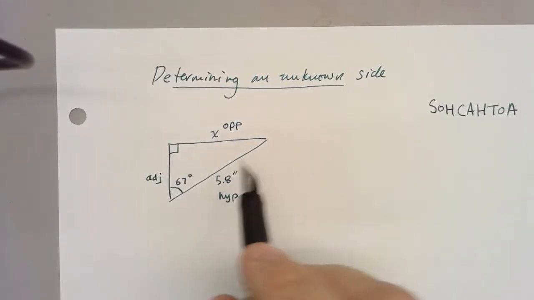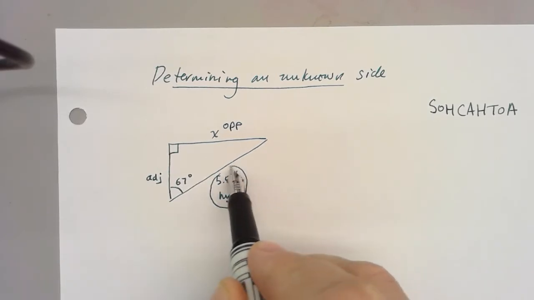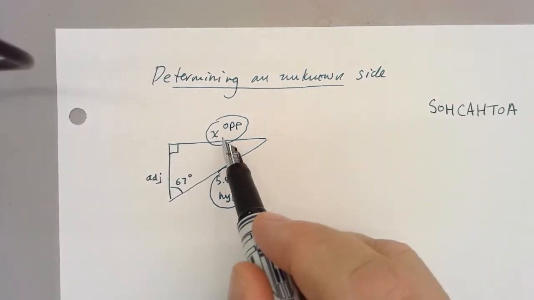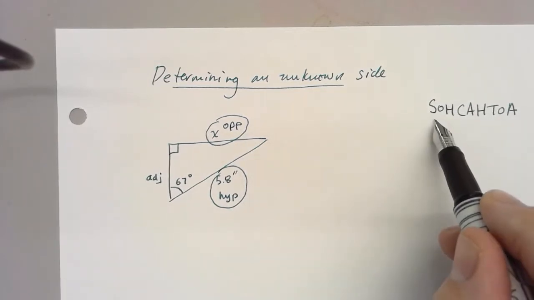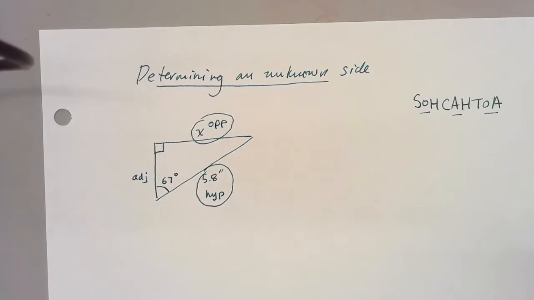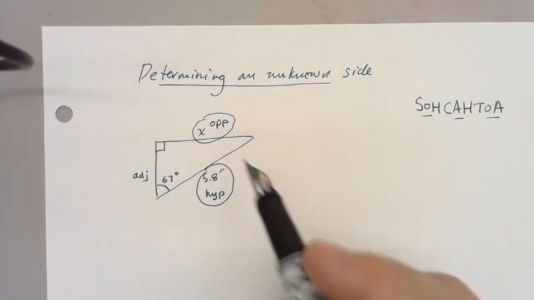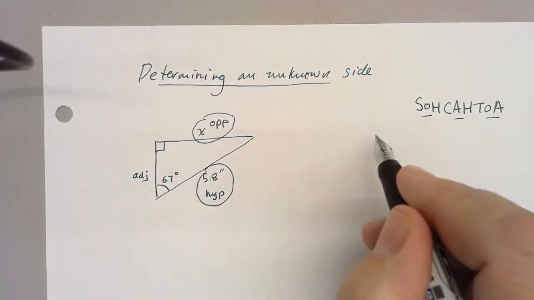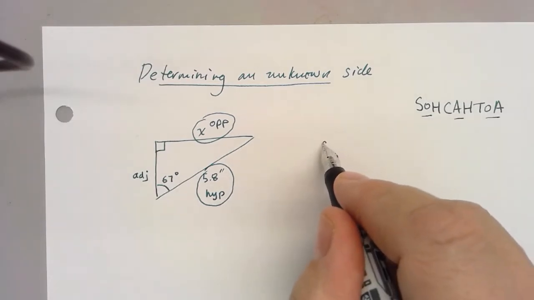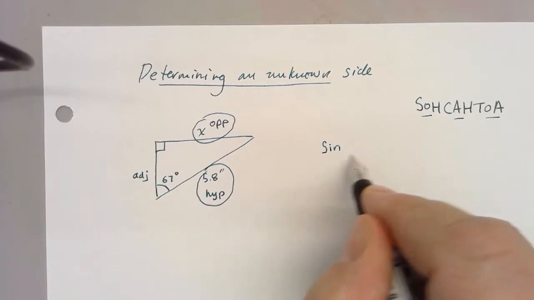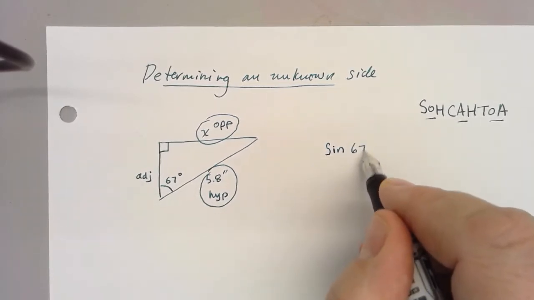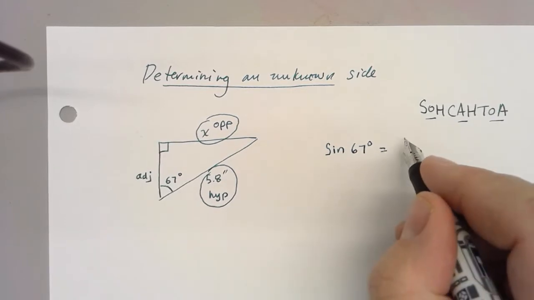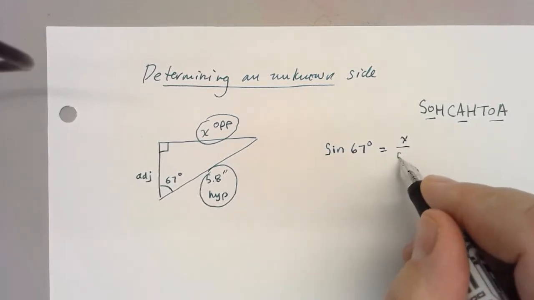So I look at now the side that I know and the side that I want to know. I know 5.8, which is the hypotenuse. I want to know this side here, x, which is the opposite. And then I look at my trigonometric ratios and figure out which one connects these two. So I have opposite and hypotenuse here. If I look at that, I see opposite and hypotenuse, that's going to be sine. So I'm going to be using the sine ratio. So what I write is I write sine. And remember, I always write the focus angle, 67 degrees. Sine 67 degrees equals, and then it's opposite over hypotenuse. So x over 5.8.